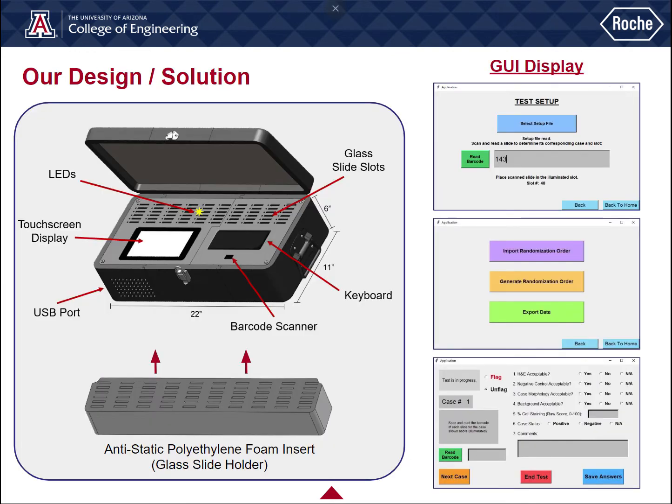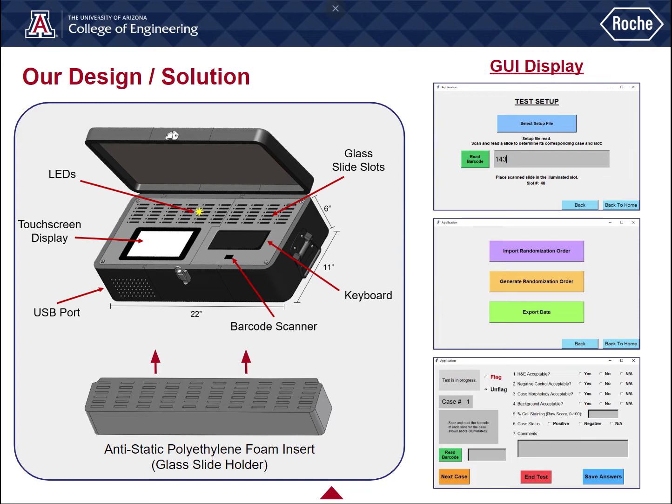Here we have the overall design of the Slide Randomizer device. As you can see, the device is just under 2 feet long, 1 foot wide, 6 inches tall, and just over 20 pounds. The size and weight of the device meets the TSA regulations for carry-on luggage. Enclosed with the draw latch lid, the main faceplate of the device consists of a touchscreen display, keyboard, barcode scanner, USB port, LEDs, glass slide slots, and a slide cushion.